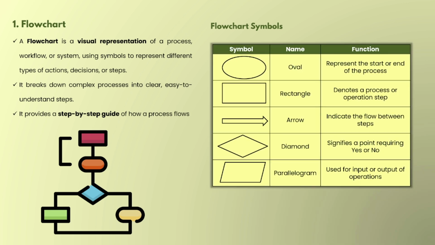Now let's check the symbols used in a flowchart. There are five main symbols which we will use in a flowchart. First is the oval. It represents the start or end of the process. Then the rectangle, it denotes a process or operational step.